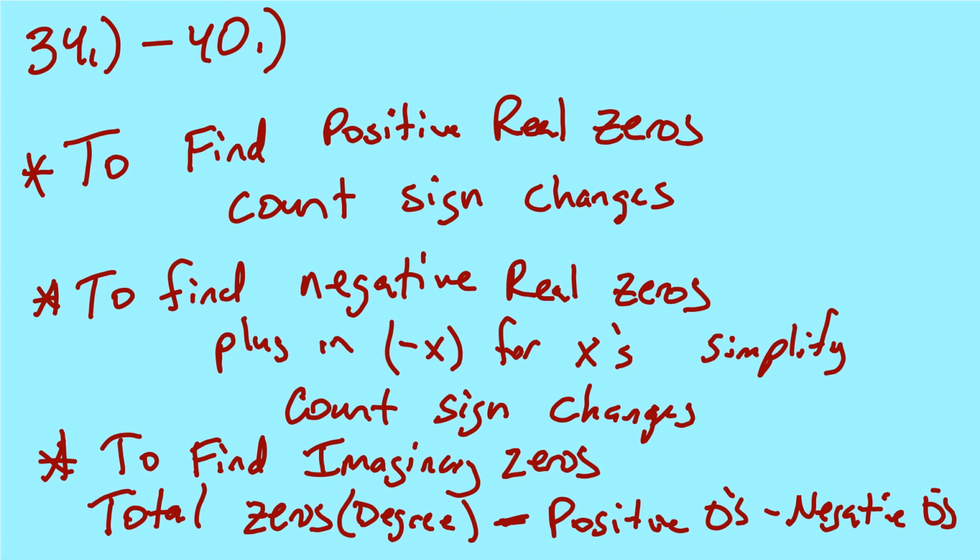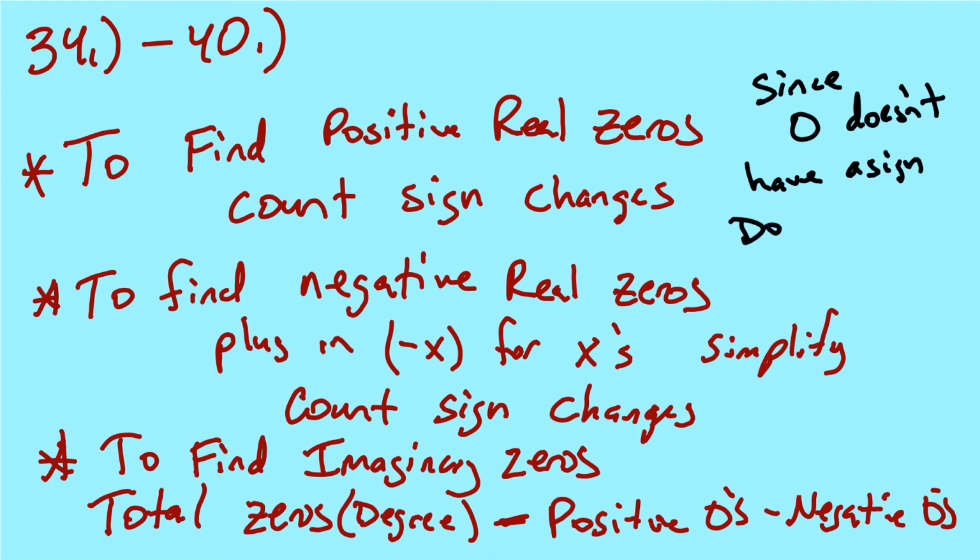Because 0 does not have a sign, you don't need placeholders. So that's one thing that some of us are going to mess up with. So you're going to just count your sign changes. That gives you the positive real zeros.